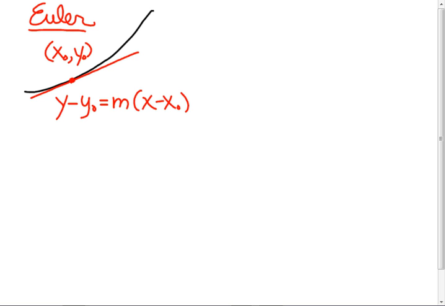Okay, there's Euler. So if you don't remember Euler, now's the time to maybe try some problems.